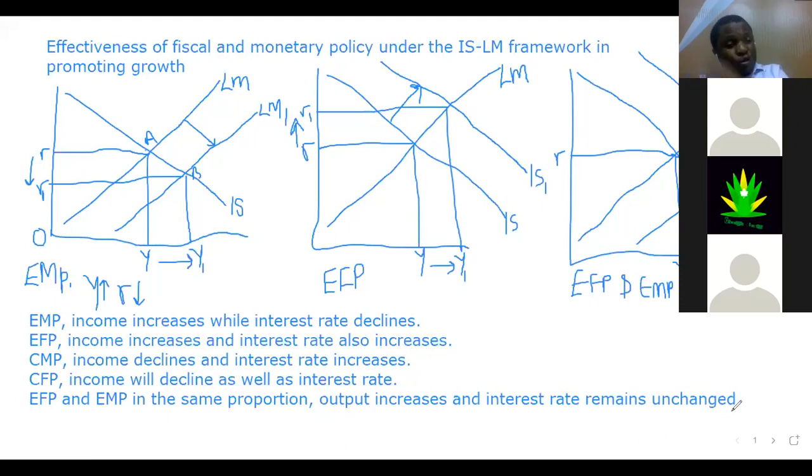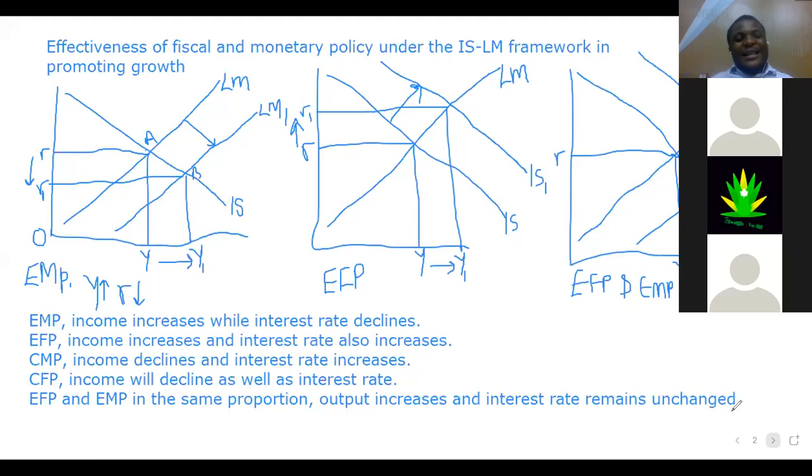Now, remember, we want to promote growth. That's why I considered expansionary fiscal policy and expansionary monetary policy. I didn't consider contractionary fiscal policy and contractionary monetary policy. Or again, you can also have expansionary fiscal policy and contractionary monetary policy, and also contractionary fiscal policy and expansionary monetary policy. So you can have those policy mixes. But because I want to promote growth, I considered expansionary fiscal policy and expansionary monetary policy. Okay? And under that scenario, what happened? Output increased greatly. Why? Interest rates remained unchanged.